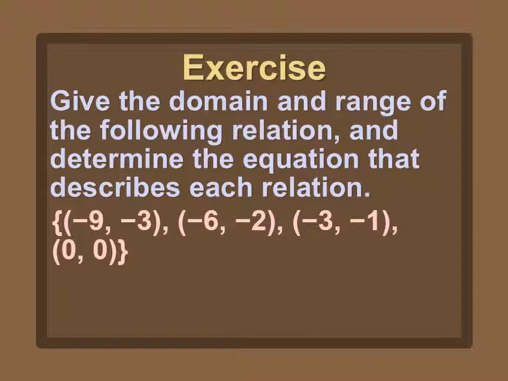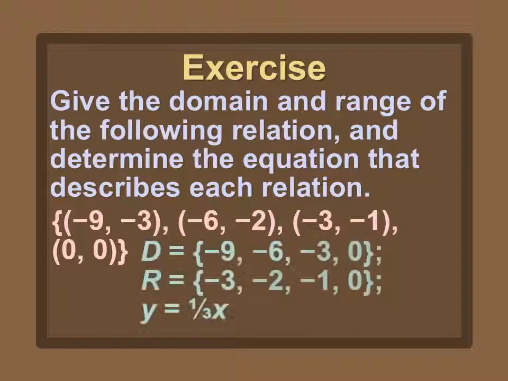Okay, next one. So we have (-9, -3), (-6, -2), (-3, -1), and then (0, 0). Domain and range, I put the answers up there. You can see if that's what you would get. What I really want to concentrate on is getting the equation. How are we getting the y's? How did we get -3? How did we get -2? How did we get -1? How did we get 0? How are we getting y? y equals what? We are writing an equation.